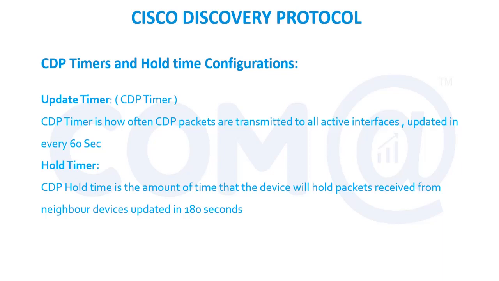So after how much time I'm going to update my information to the next router, vice versa. Hold timer is: once I got the update from the next router, how long I am going to hold it.